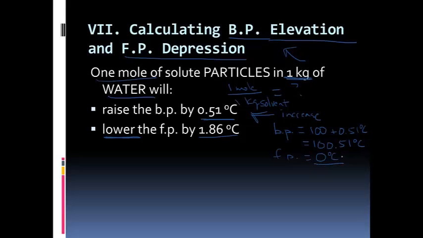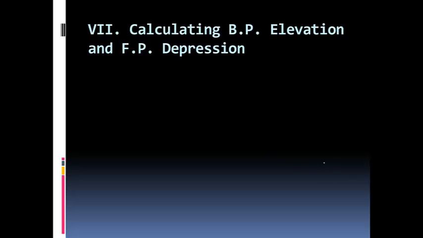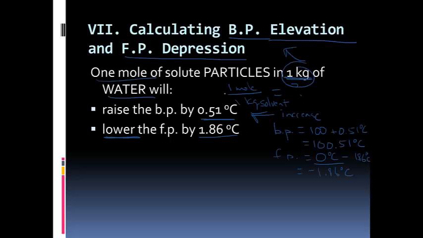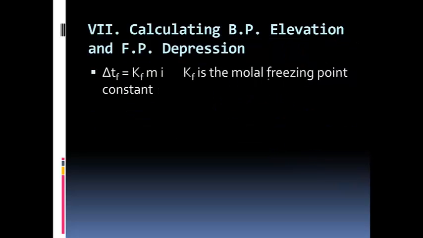Okay, the freezing point drops from the original temperature, which was 0 degrees Celsius. It's going to drop by 1.86 degrees Celsius. So that means your freezing point is negative 1.86 degrees Celsius. Okay, now, what if you don't have 1 mole in 1 kilogram? Well, what was this supposed to be? That is the molality. Okay, so how do we find changes in temperatures?